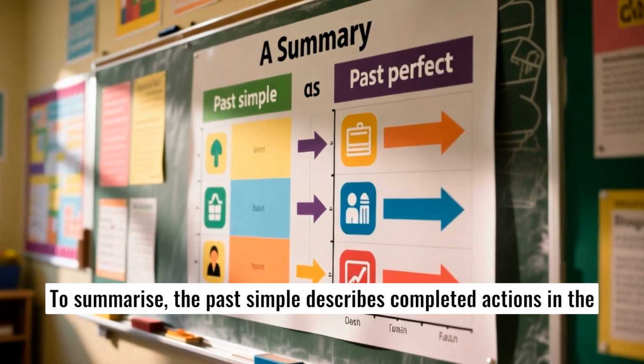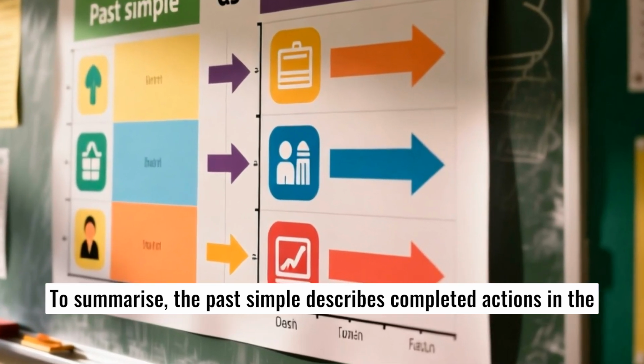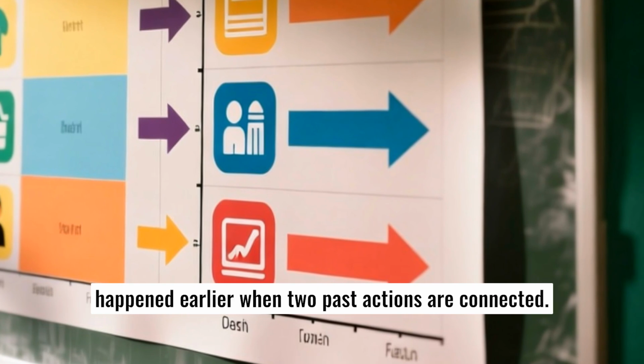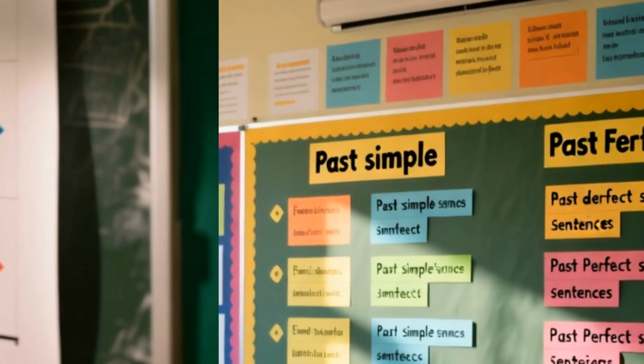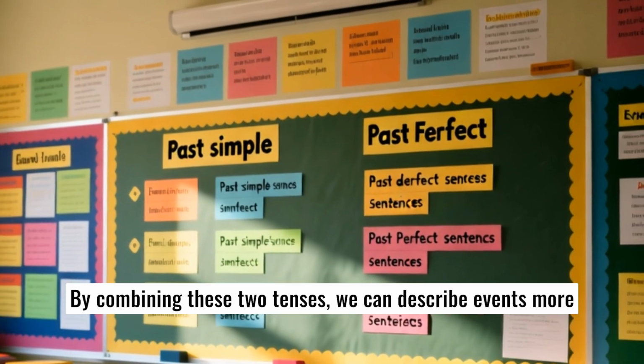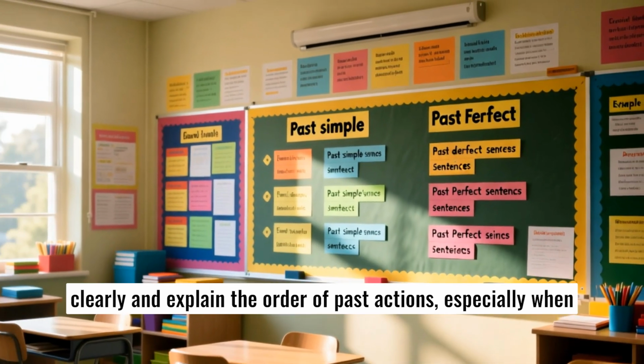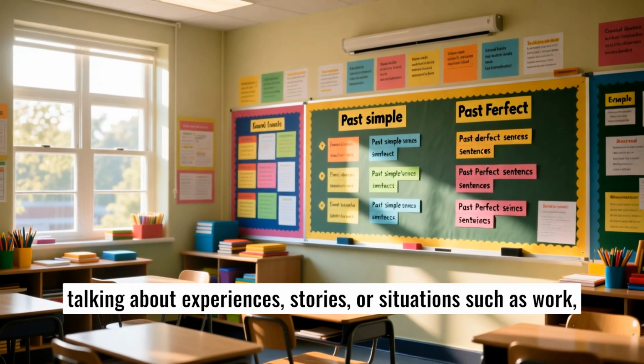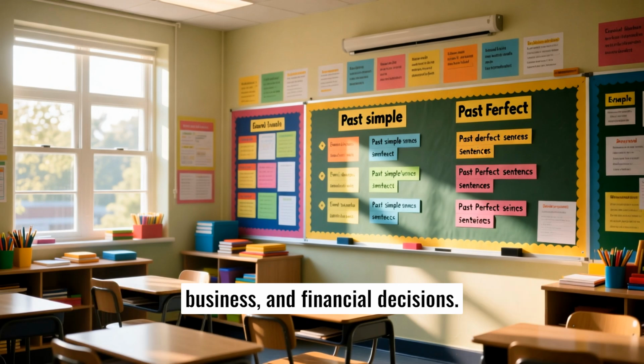To summarize, the past simple describes completed actions in the past, while the past perfect helps us clarify which action happened earlier when two past actions are connected. By combining these two tenses, we can describe events more clearly and explain the order of past actions, especially when talking about experiences, stories, or situations such as work, business, and financial decisions.